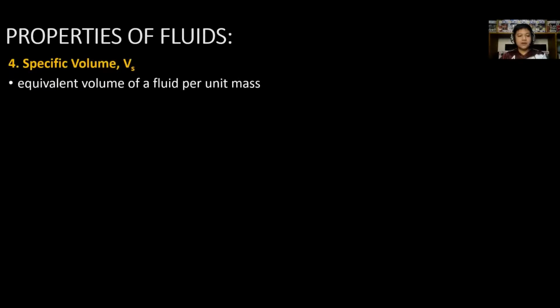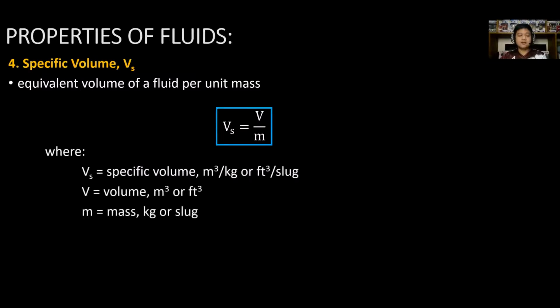So the fourth property is the specific volume, or V sub S, defined as the equivalent volume of a fluid per unit mass. In formula, V sub S is equal to V over M, where V sub S is the specific volume with a unit cubic meter per kilogram or cubic foot per slug. V again is the volume, and M is the mass.